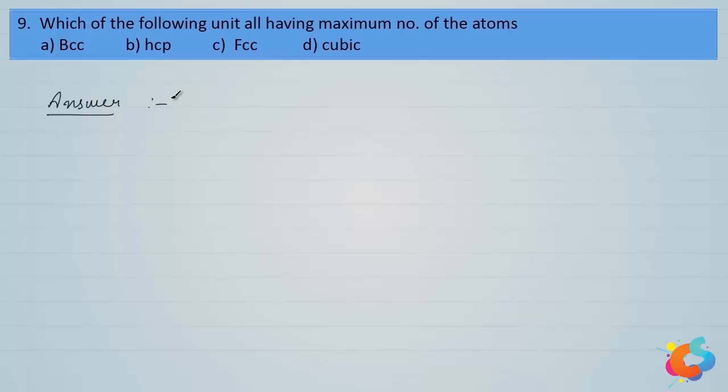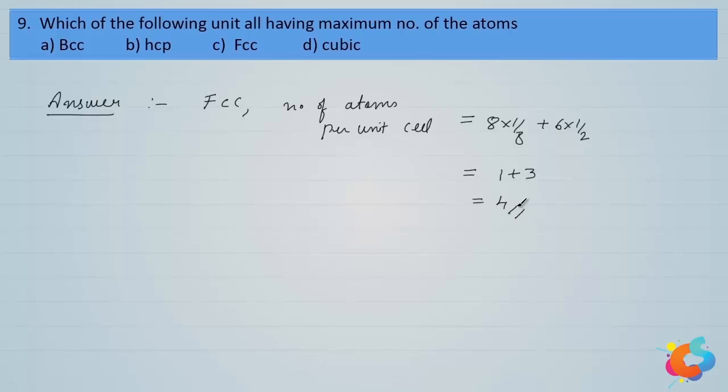Let's calculate for FCC. In FCC, there are 4 atoms per unit cell, which is the maximum, and that can be calculated by the formula for the number of atoms per unit cell: 8 × 1/8 + 6 × 1/2, which is equal to 1 + 3, which is equal to 4. And hence, the right option is option C.